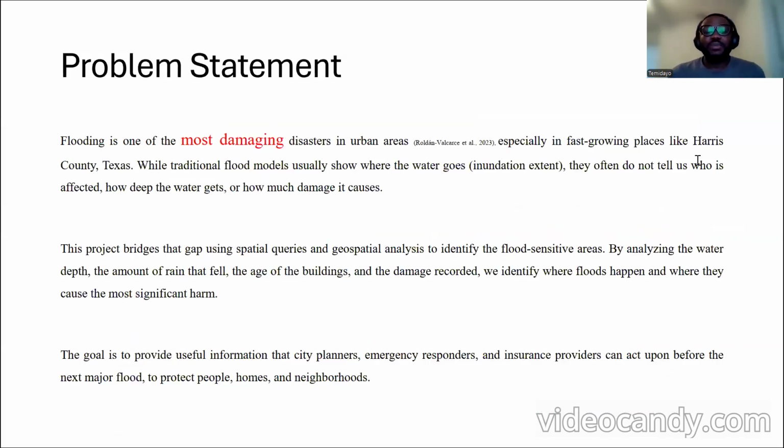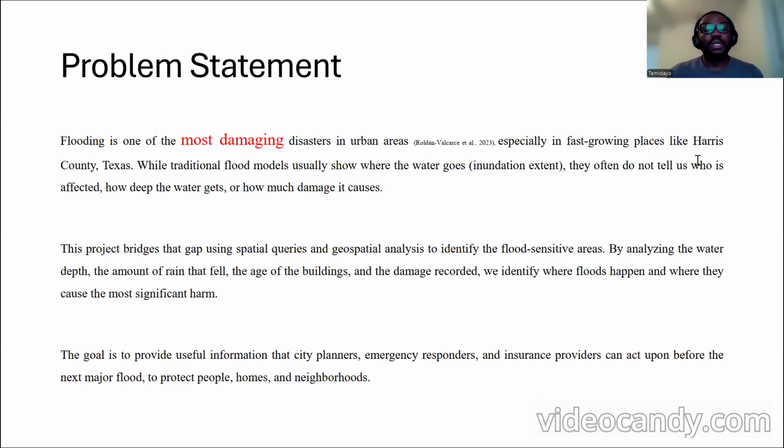Why is this project important? Again, flooding is one of the most damaging disasters. However, traditional flood models usually show where water goes, the inundation extent, but they often do not tell us who is affected, how deep the water gets, or how much damage it causes. And this is what this project attempts to solve.